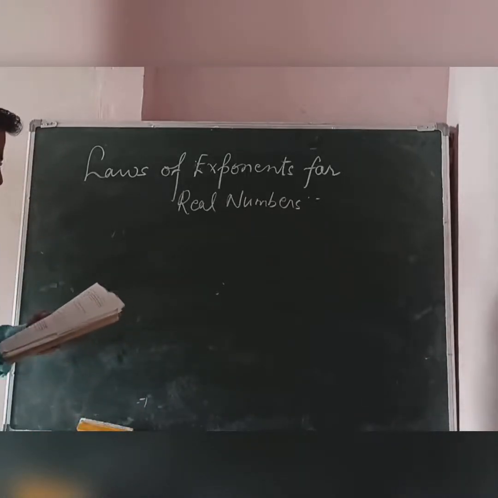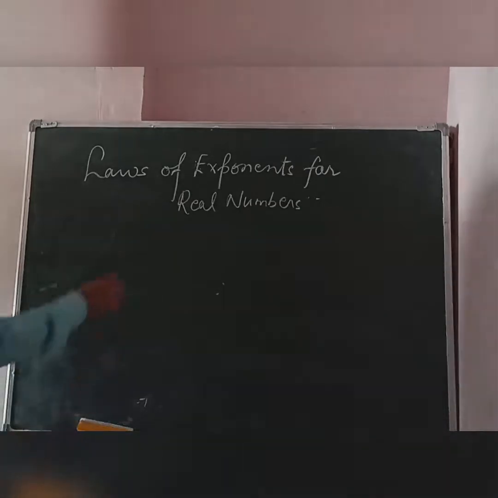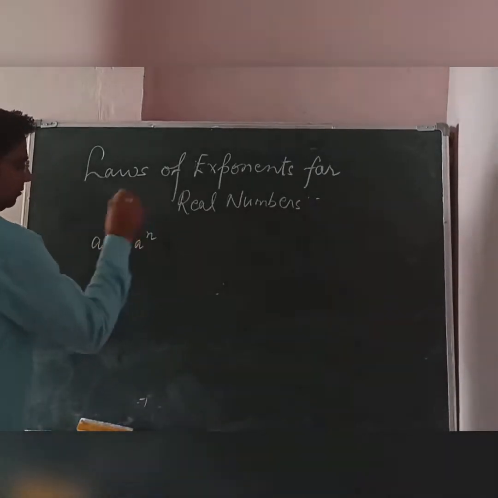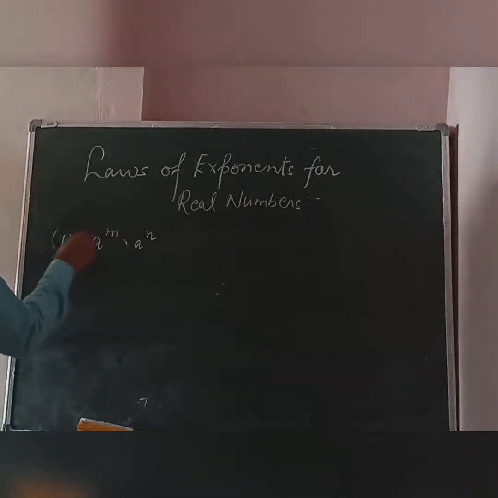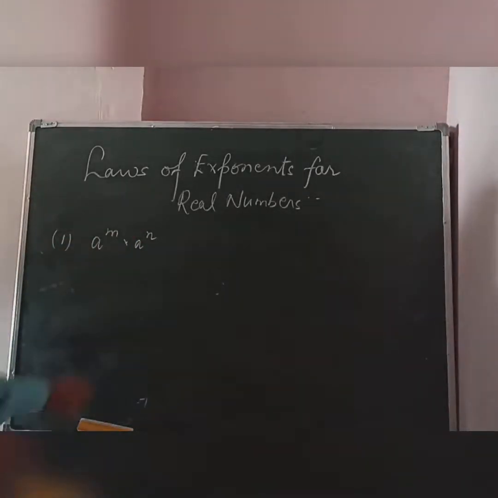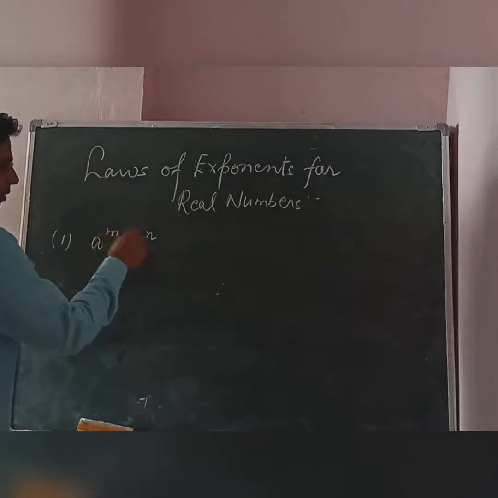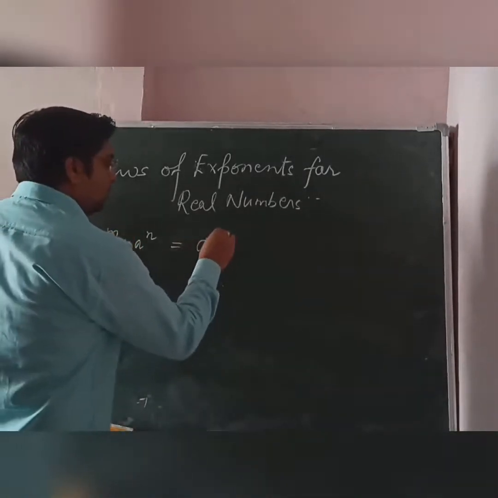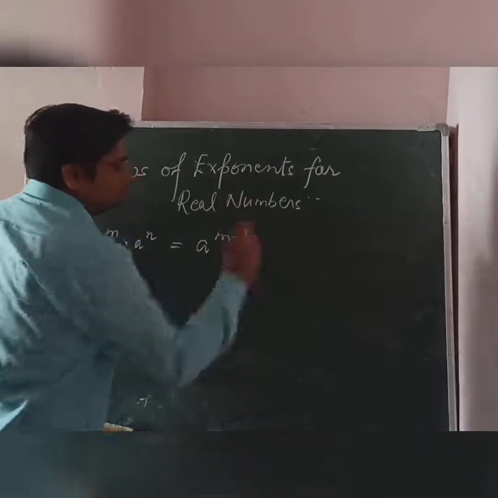With the help of this we can find out. Suppose the condition is given: a to the power m into a to the power n. Here the bases are the same and the powers are different. So you can write this equal to a to the power m plus n.